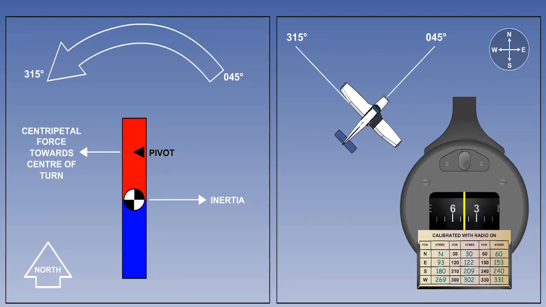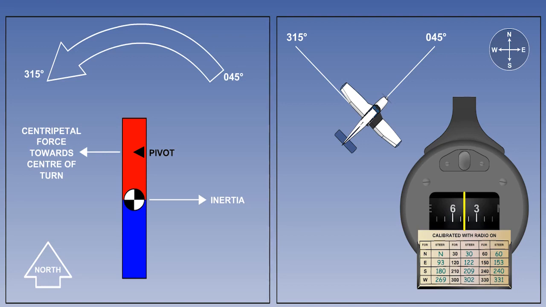Suppose we now consider what happens to the compass reading when an aircraft executes a left-hand turn from 045 degrees to 315 degrees through north in the northern hemisphere. To understand what happens, there are two things we have to bear in mind.